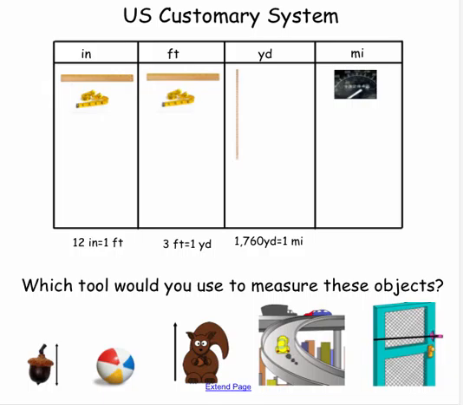All right, same thing here in the customary system. We have our tools on the top: ruler, tape measure, yardstick, odometer. Which tool would you use to measure these objects? I'm going to start with the beach ball. Mrs. Gonzalez, where do you think the beach ball would go? Well, the beach ball's round, so I'm going to need something flexible rather than something stiff and straight. So for the tool of measurement, I think I would need a tape measure.